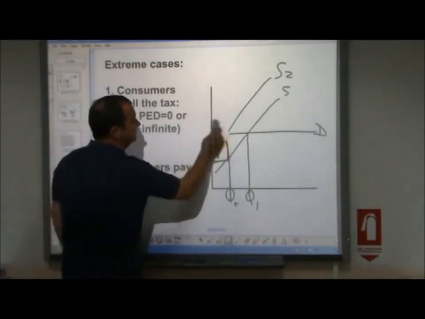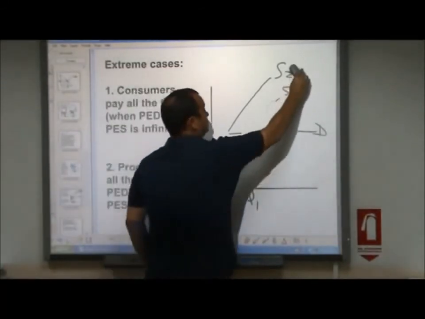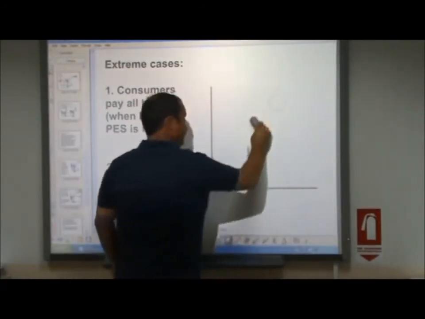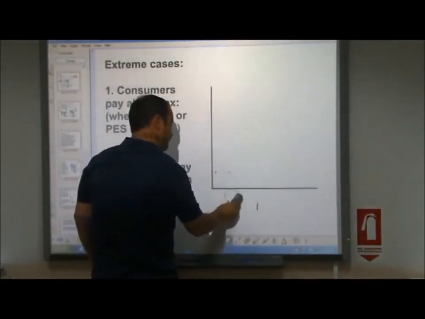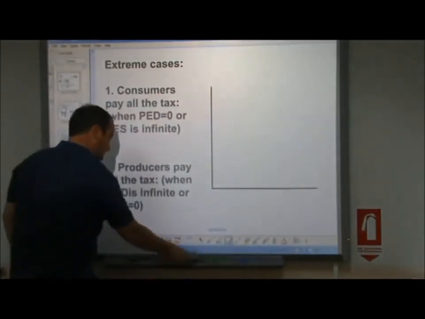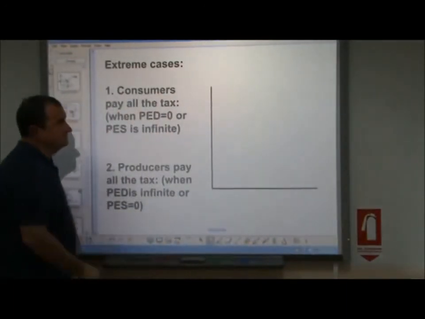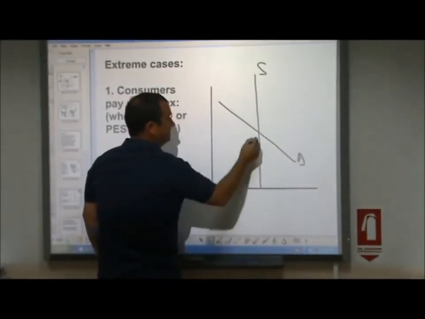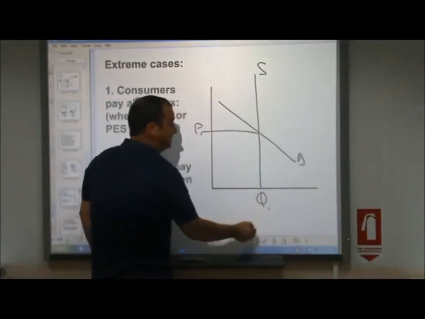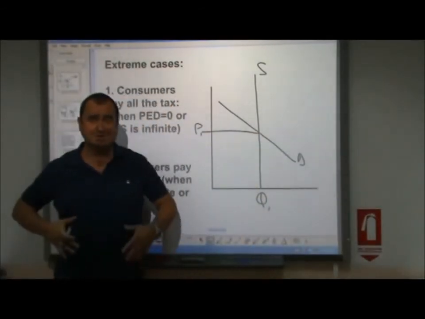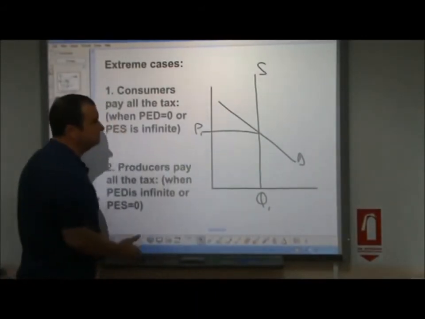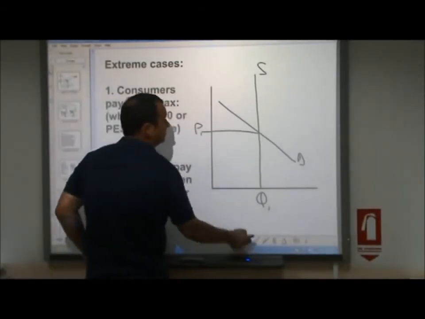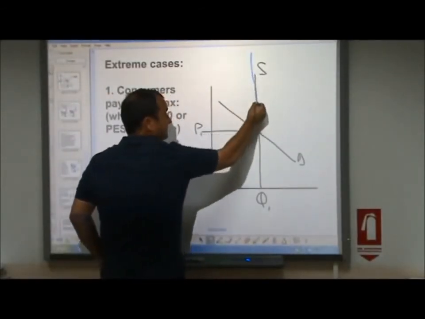There is one more extreme, which is the weirdest one of all. It's this. Very strange, when PES is zero, so if the supply curve is vertical and the demand curve is here, there's the equilibrium point, P1, Q1. Now, this is weird because to impose a tax now, I have to shift the supply curve upwards, but we can't see that because it shifts up upon itself. I'll kind of draw it like this. The supply curve might look like this.